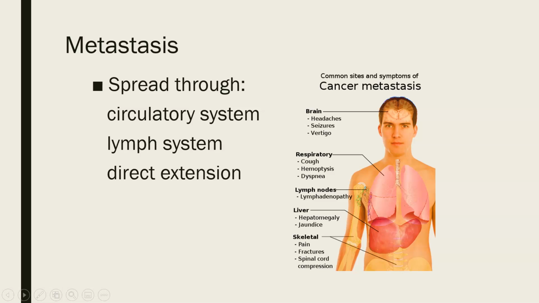When you look at metastasis, it's spreading of the cancer cells through either the circulatory system, the lymphatic system, or a direct incision. Common sites of cancer metastasis are the brain. They'll have headaches, seizure, and vertigo. When it invades the respiratory system, it's cough, hemoptysis, and dyspnea. And you can see some of the other reasons when people have metastasis to these areas, the symptoms that occur.